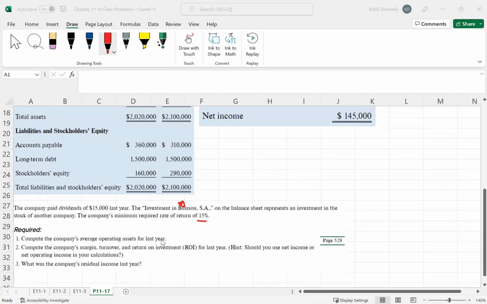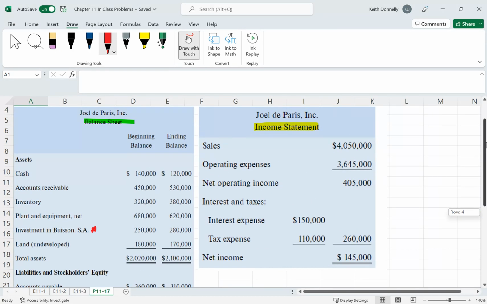So, okay, when we look at this, they're giving us three different things here. The first one is they want the company's average operating assets for last year. Okay, so we can do this, right? We'll go over to the balance sheet here, and we're going to snag these balances, because when you're looking at your operating assets, your average is going to be your beginning plus your ending divided by 2, right?